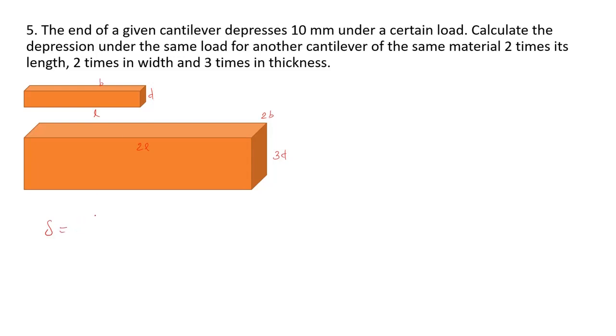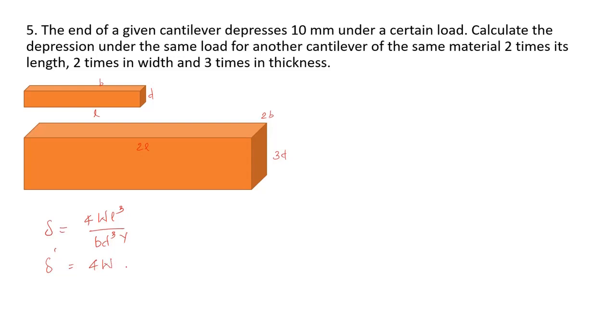We have the equation for the depression, that is W L cube divided by 3 Y into Ig, and we are calculating for a rectangular beam, so the equation becomes 4W L cube divided by b d cube into Y. Now we have another equation, say delta dash, for the second beam. Let's calculate for the second beam, and it is given as 4W.